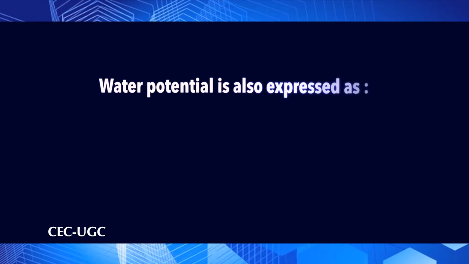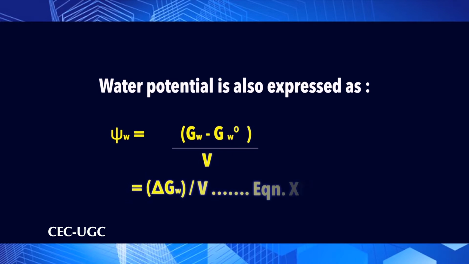Water potential is also expressed as ψW is equal to (GW minus GW⁰) divided by V, where GW indicates the free energy of water under ambient conditions, GW⁰ indicates the free energy of water under standard conditions, and V indicates the volume, and that is actually equal to change in free energy of water divided by volume, ΔGW divided by V.